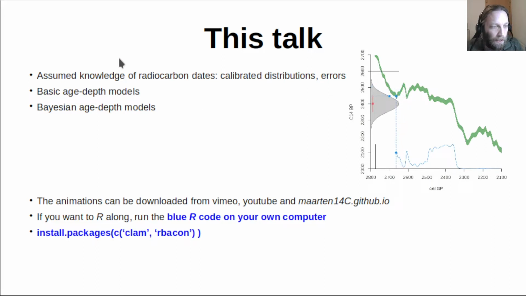We'll start looking at basic age-depth models and then we move on to Bayesian age-depth models. The animations that you see, most of them can be downloaded either from my website or from Vimeo or YouTube. Some of the slides also have some blue R code, and if you want to, you can put that code into R to get results for yourself.